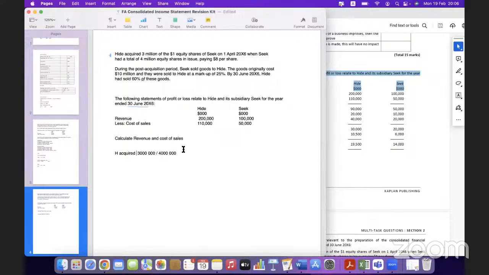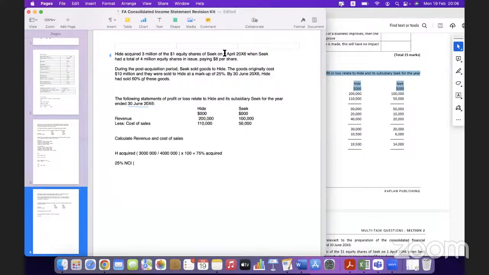So now what you should do, can you calculate this as a percentage? That's how you're going to understand how many shares, how much percentage they bought. See, Seek has 4 million shares. Out of the 4 million, Hyde bought 3 million. So calculating as a percentage, 3 million over 4 million into 100%, he bought how much percent? He bought 75% of the company he acquired. That means there is a 25% NCI.